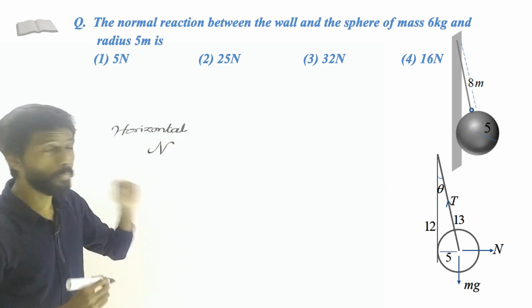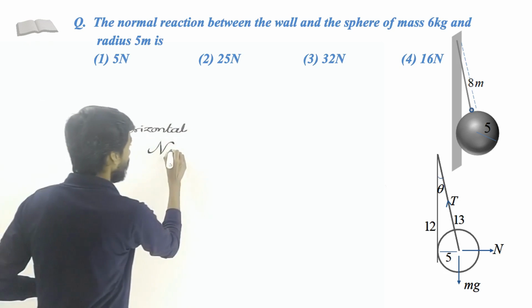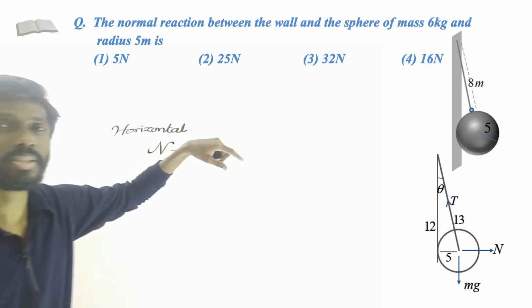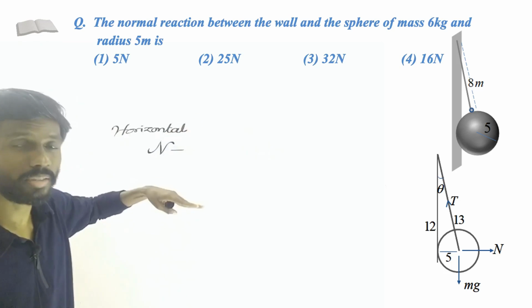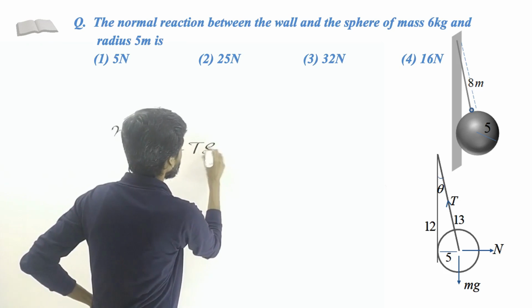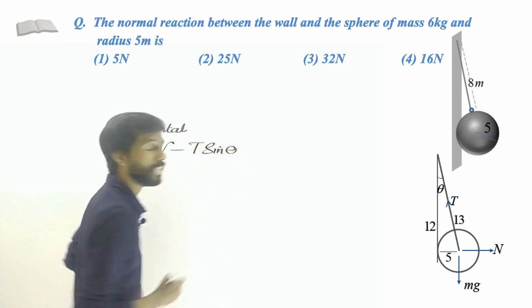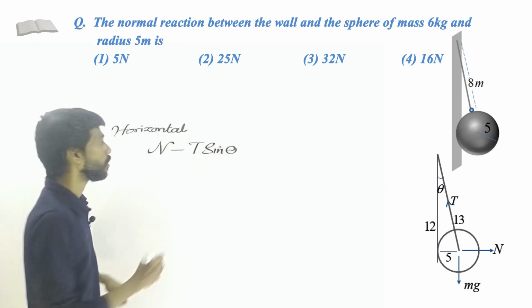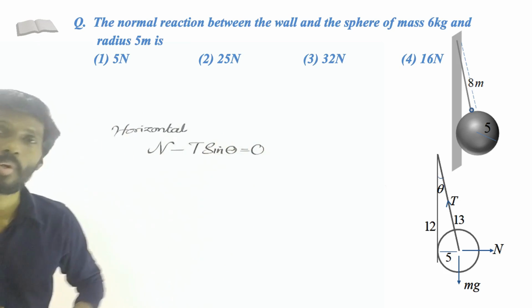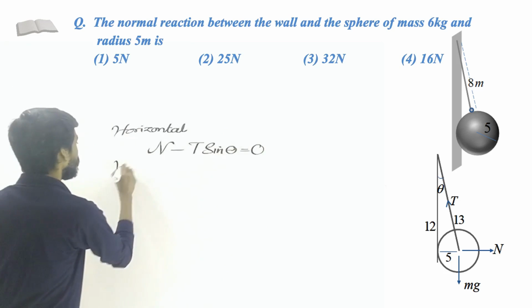So the positive direction, the normal. And then the component of the tension in the opposite direction, minus tension, and the vertical angle is taken as theta. That means this angle is 90 minus theta. So the component is sin theta. So that means the tension T multiplied by sin theta. So this is the component of the tension in the horizontal direction. So that must be equal to 0. Okay, so that is the horizontal direction. Now in the vertical direction.